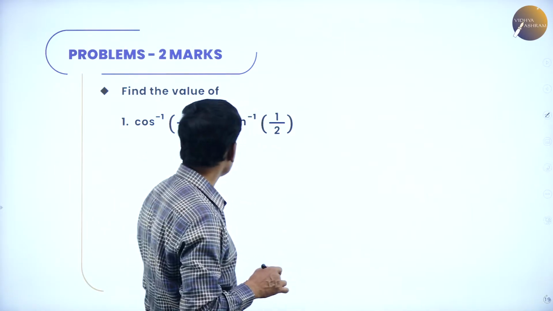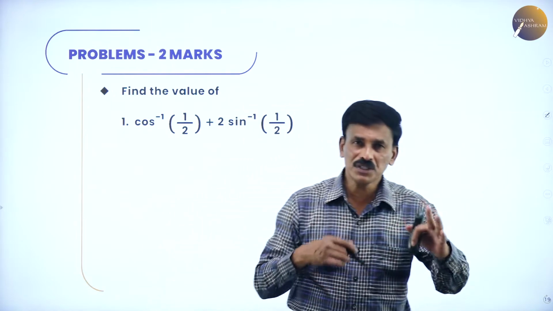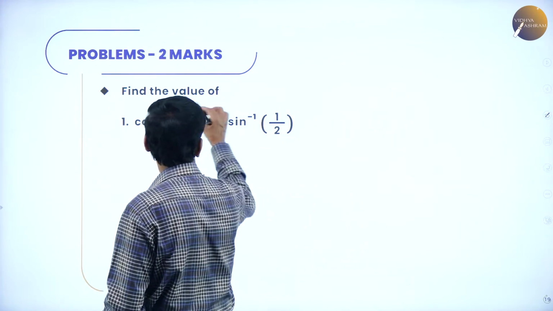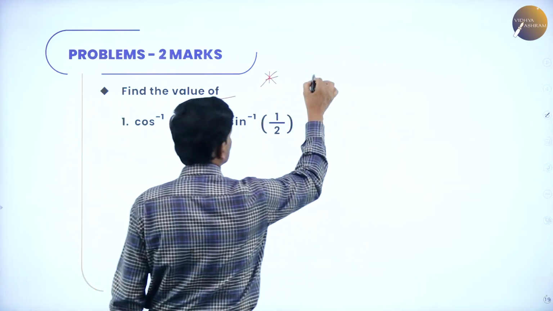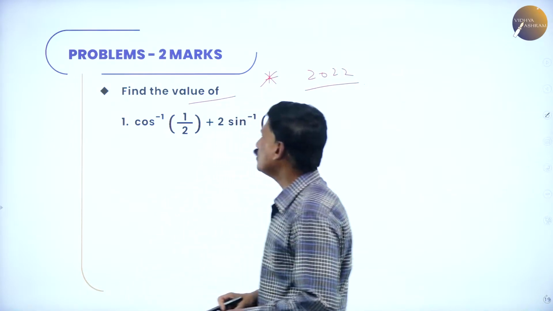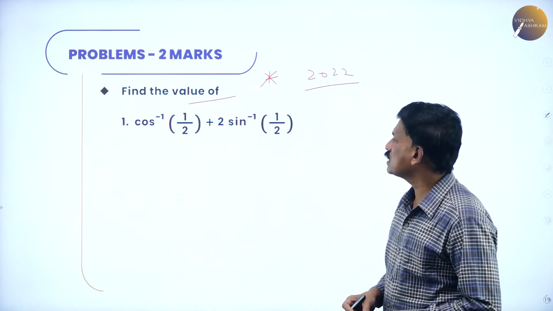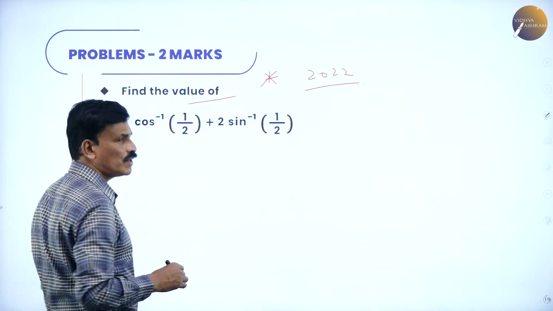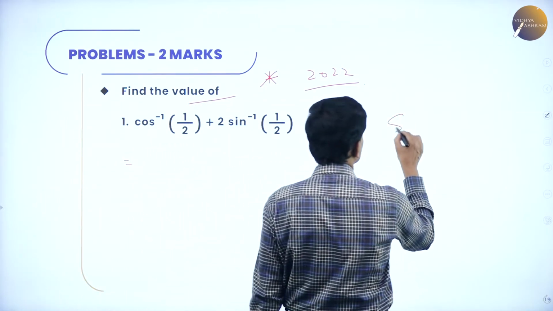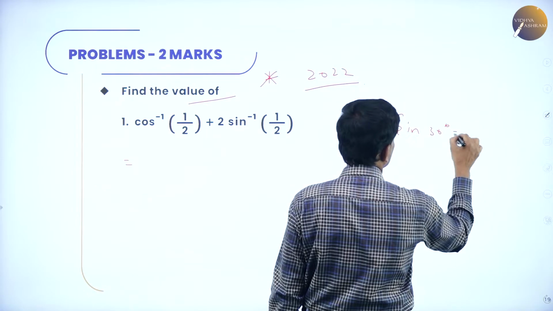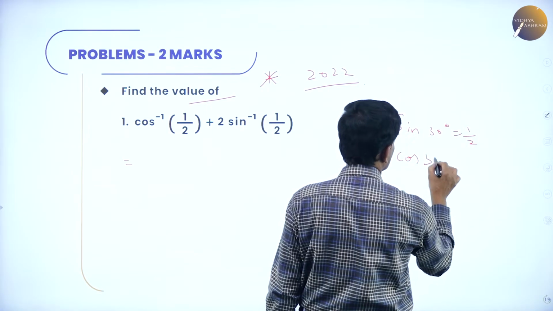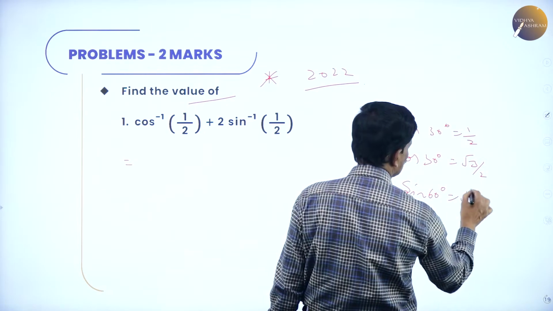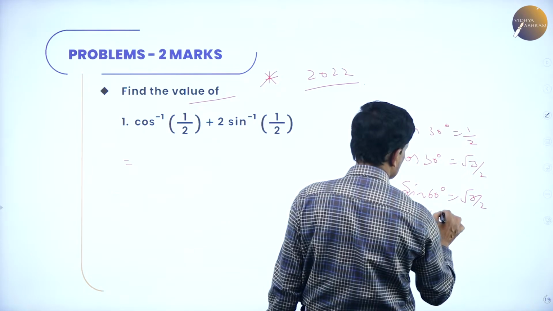Now, let us come to the next. Two marker questions. Based on this, let us solve a few two marker questions. What is given? Find the value. This is an important type of problem for your 2022 examination. Find the value of cos inverse 1 by 2 plus 2 sin inverse 1 by 2. You know what sin 30 is: sin 30 is equal to 1 by 2 and cos 30 is equal to root 3 by 2. Similarly, sin 60 is equal to root 3 by 2 and cos 60 is equal to 1 by 2.